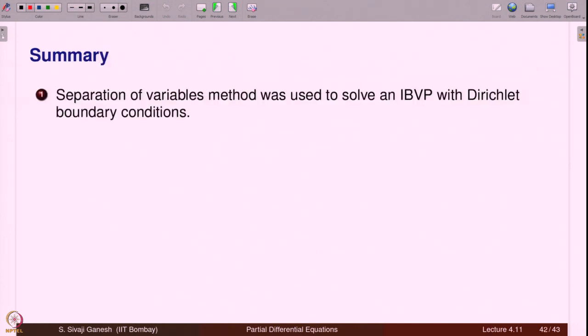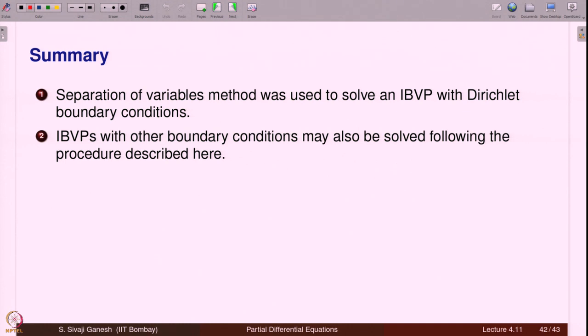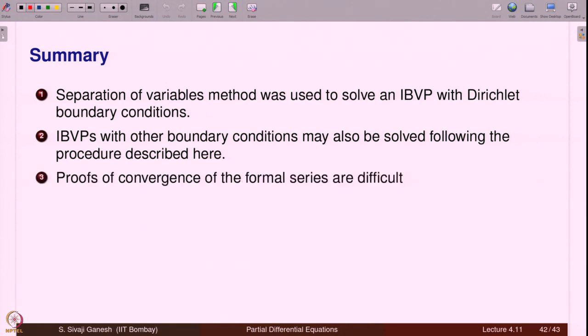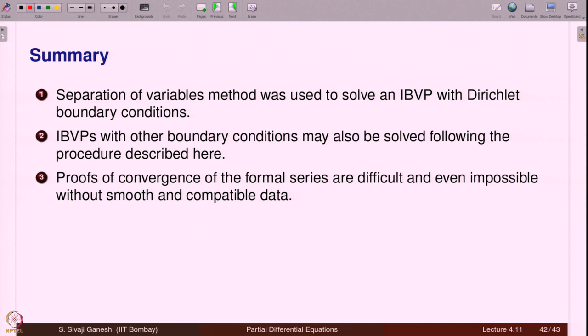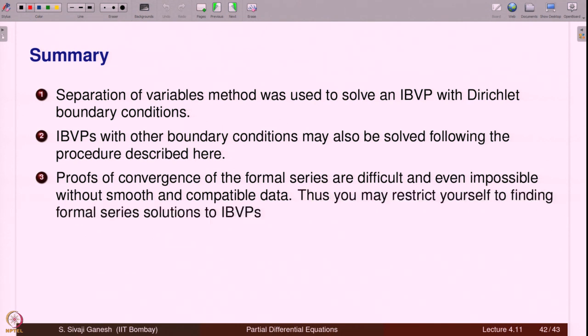So, let us summarize. Separation of variables method was used to solve an IBVP with Dirichlet boundary conditions. IBVPs with other boundary conditions may also be solved following the procedure described here. We will take it up in the tutorial. Proofs of convergence of the formal series are difficult and even impossible without smooth and compatible data. Thus, you may restrict yourself to finding formal series solutions to IBVPs in this course.